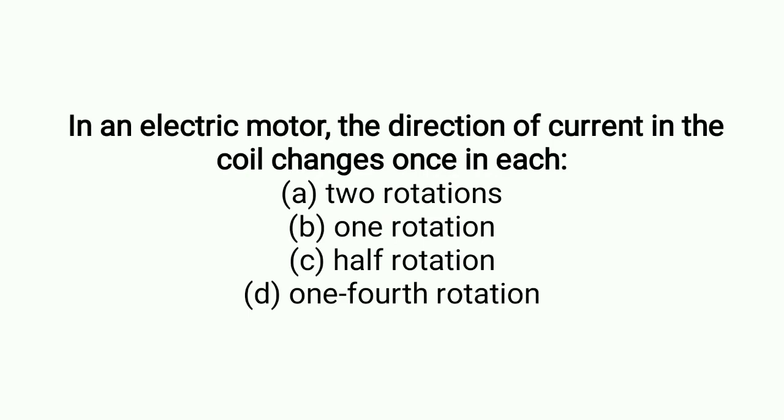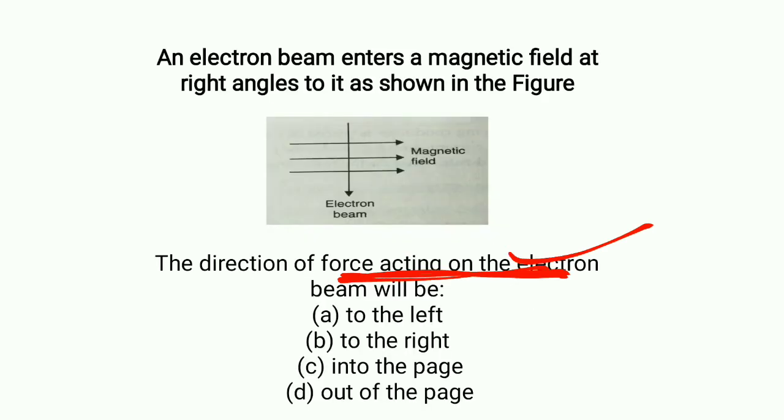In an electric motor, the direction of current in the coil changes once in each. The direction of current in an electric motor changes for every half rotation. Option C is the correct answer.